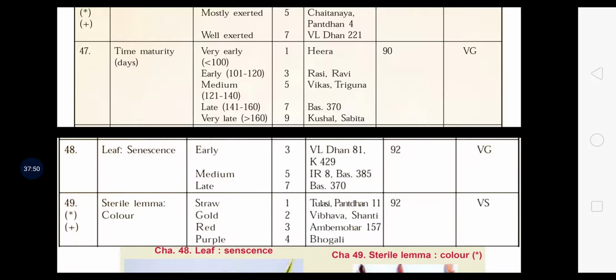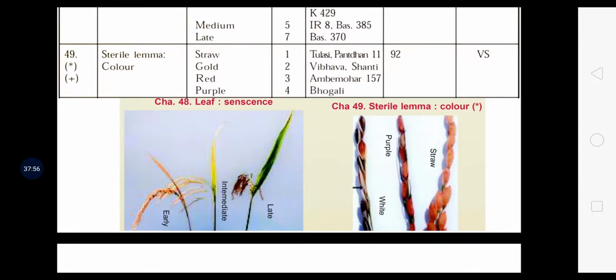49th characteristic is Lemma, sterile Lemma color. In the figure you may see the Lemma color, which may be sterile, divided into straw color, gold, red and purple. Straw color is scored as 1, gold as 2, red as 3 and purple as 4. Straw color example is Tulsi, Pantadhan 11. Gold color is Vaibhava, Shanti. Red color is Ambe Mohar 157 and purple is Bhogali.